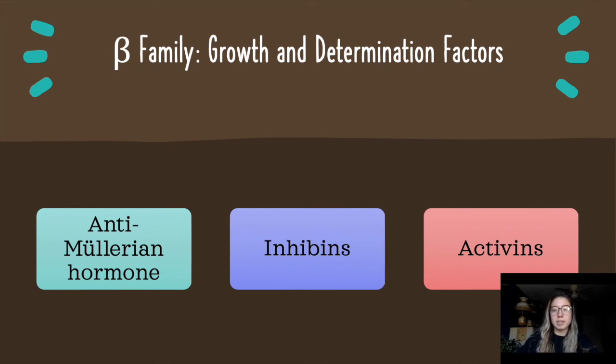Inhibins are a peptide hormone produced in the gonads that inhibits FSH secretion, which I had talked about in the previous slide. It inhibits follicle-stimulating hormone from being secreted, and activins do the opposite. They are a peptide hormone produced in the gonads that stimulates follicle-stimulating hormone secretion. Obviously, these are all very important because follicle-stimulating hormone and luteinizing hormone are very important parts of gender determination.